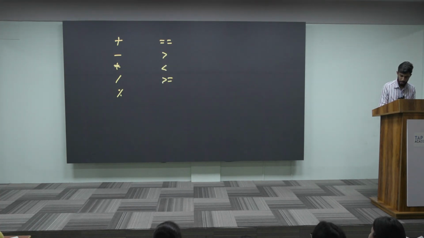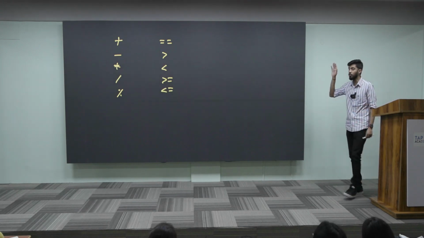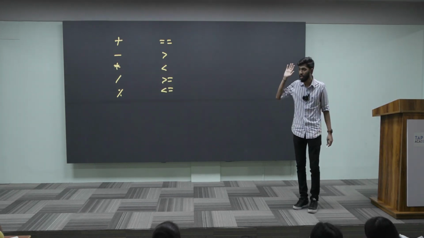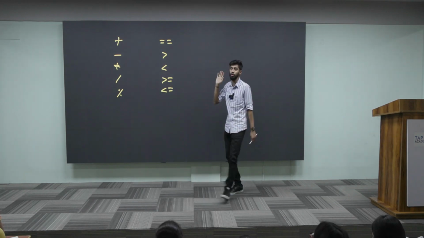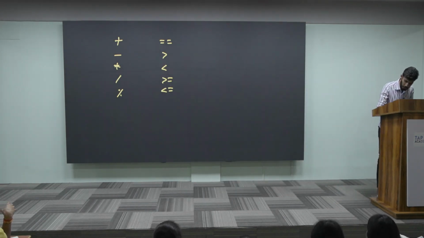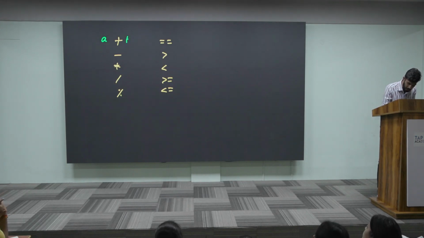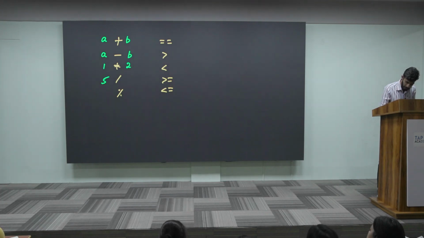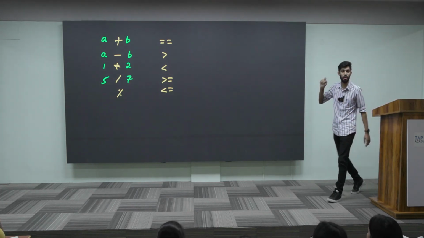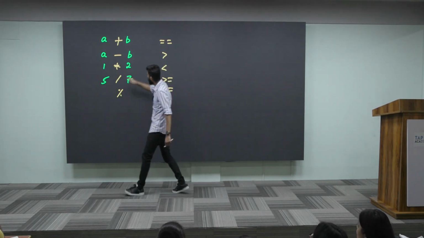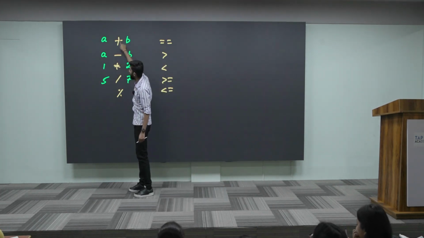Plus is an operator, minus is an operator, multiplication is an operator, division is an operator, mod is an operator, equal to is an operator, greater than is an operator, lesser than is an operator, greater than equal to is an operator, lesser than or equal to is an operator. Have you used all of these things or not? Yes. Now when it comes to the plus operator, how do you use it? You will say a plus b, or a minus b, or 1 into 2, or 5 divided by 7. This is how you will write it, correct or not?